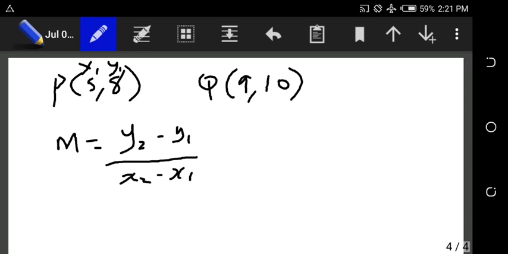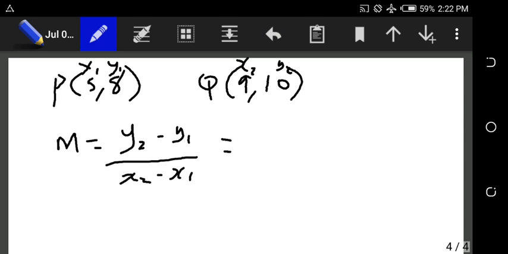While in the second coordinate for q, we'll label the first one x2 and y2. Having identified our x1, y1, x2, y2, we'll then come back to this formula and plug in the values.